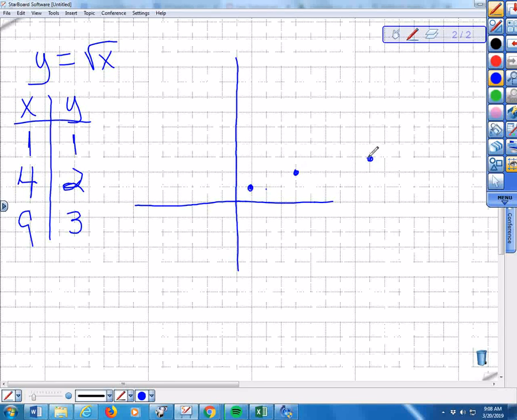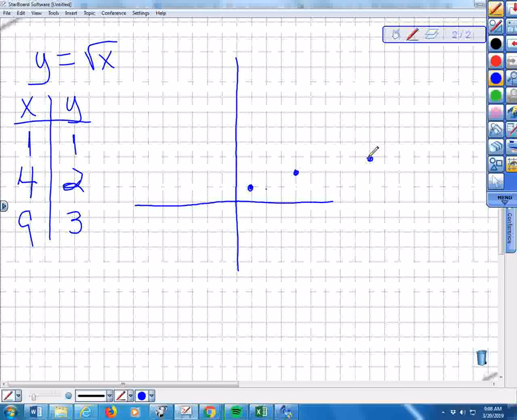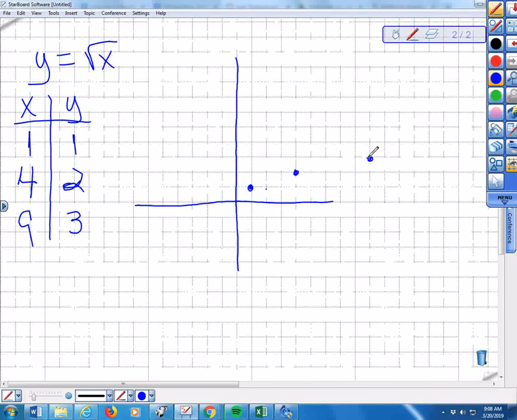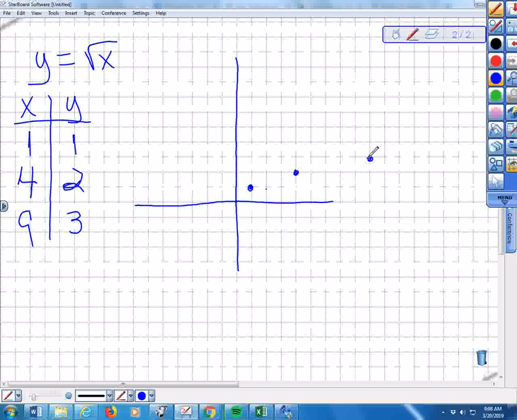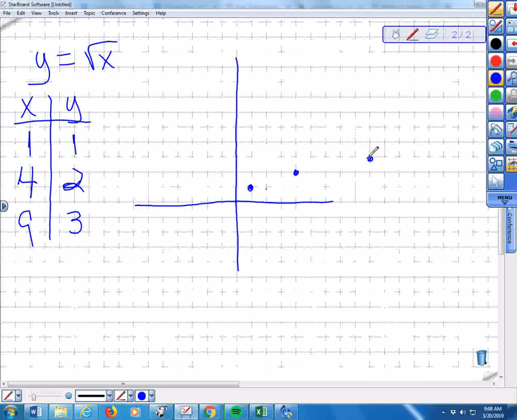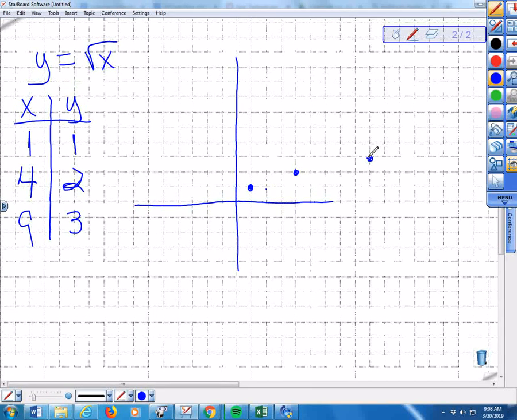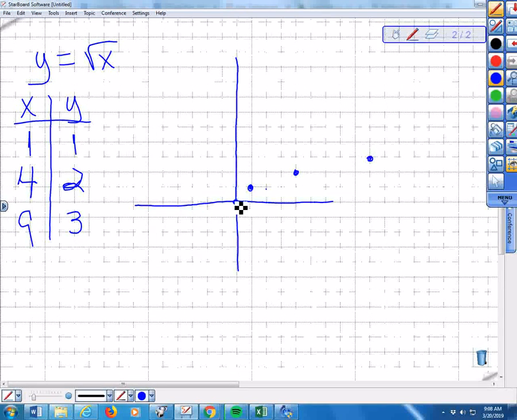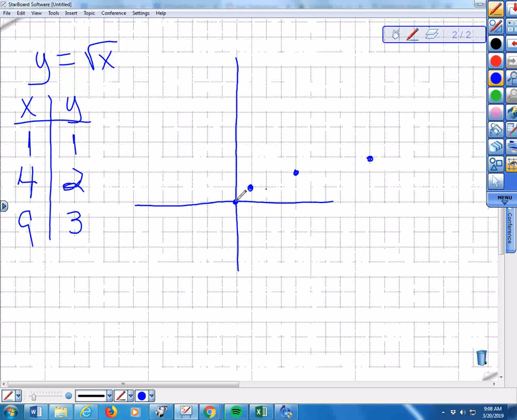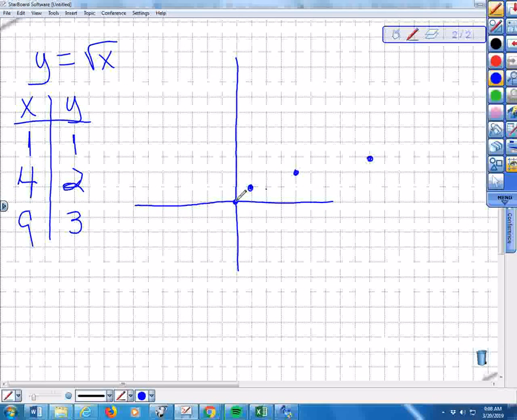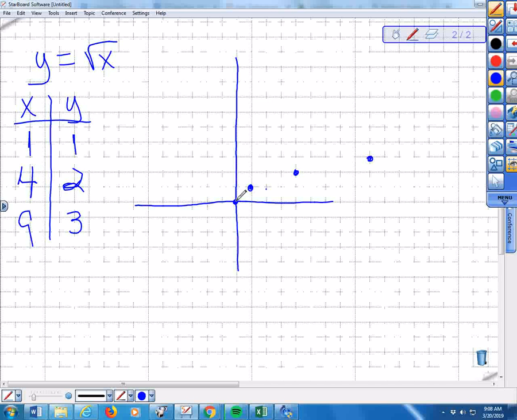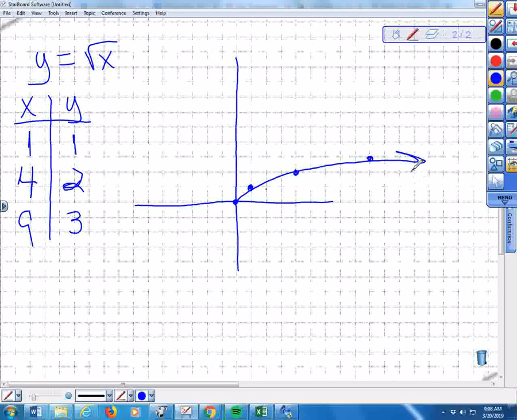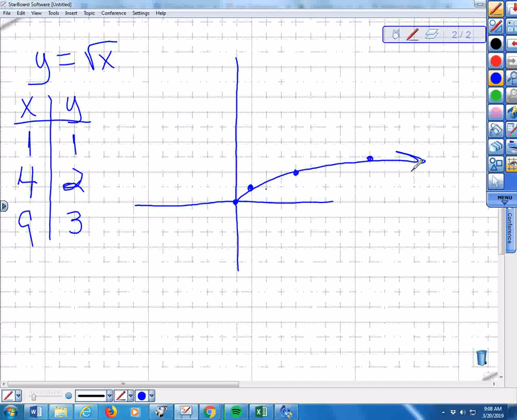Is 0, 0 going to be on the graph? If I plug 0 in for x, what do I get for y? 0. So 0, 0 is on the graph. In fact, that's the first point that can be on there. Anything less than 0 won't be on there. But 0, 0 is on the graph. So now all I need to do is connect them. And that's the graph of the square root of x.